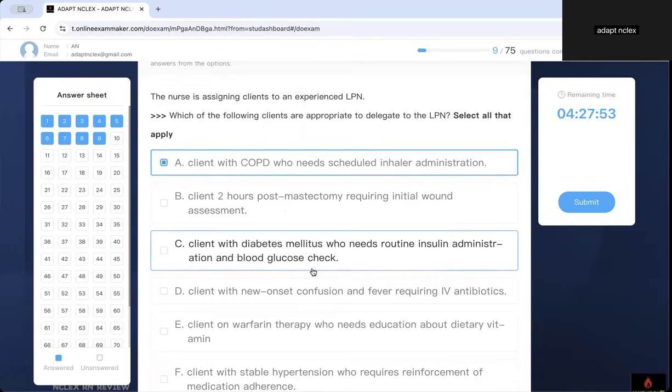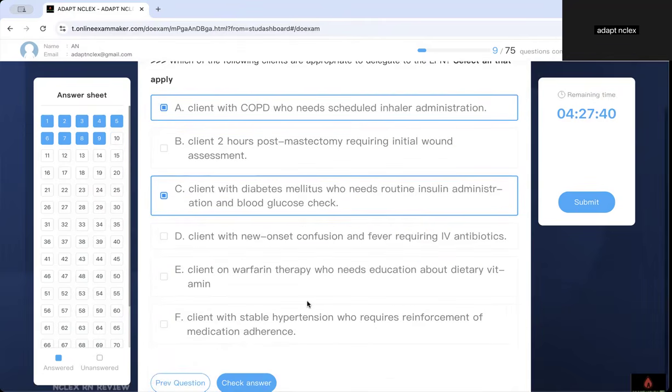Two hours post mastectomy requiring initial. The word initial is not in the language of what? The LPN. Negative. A client with diabetes who needs routine insulin administration and blood glucose checks, they can do that. A client with new onset confusion, fever, who requires antibiotics, negative.